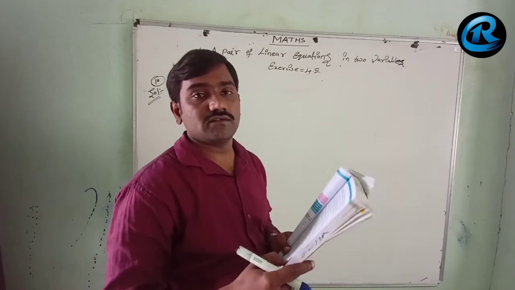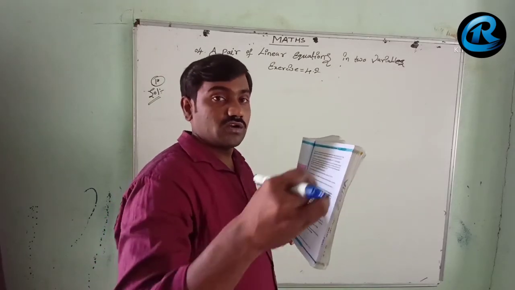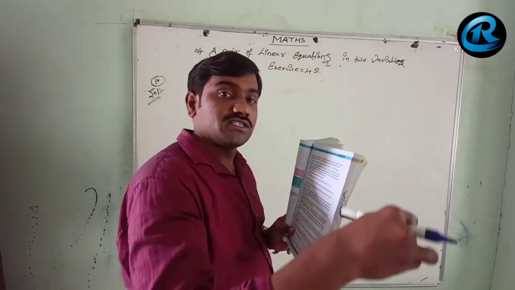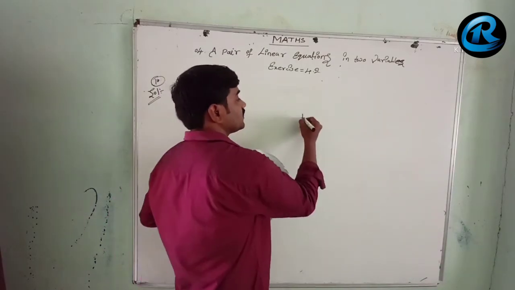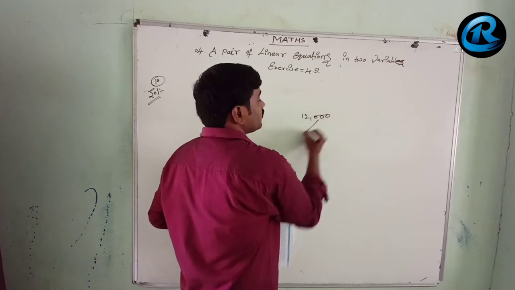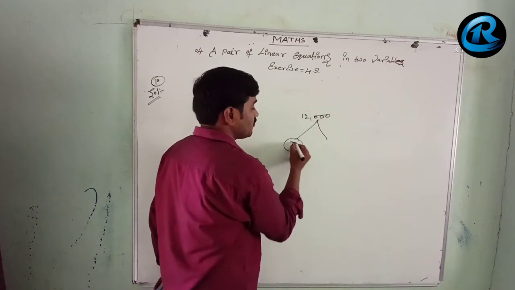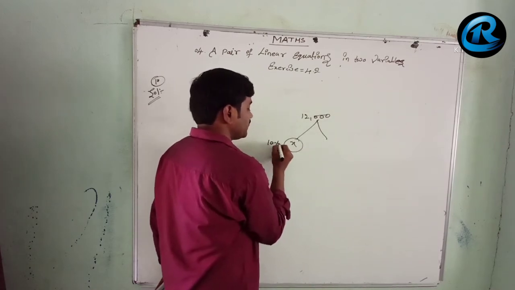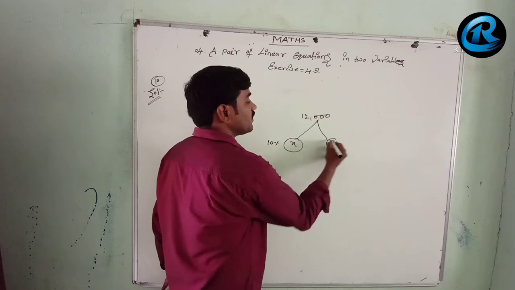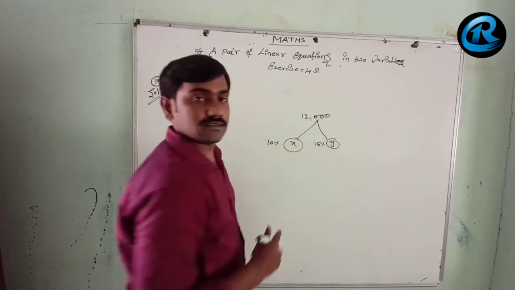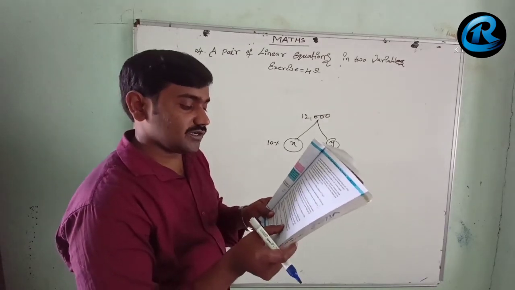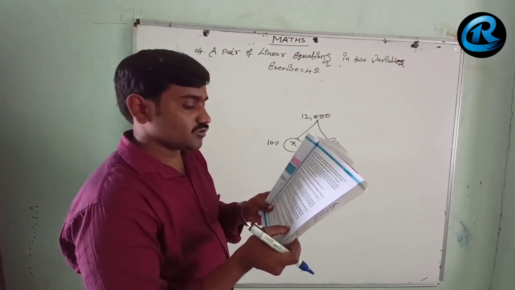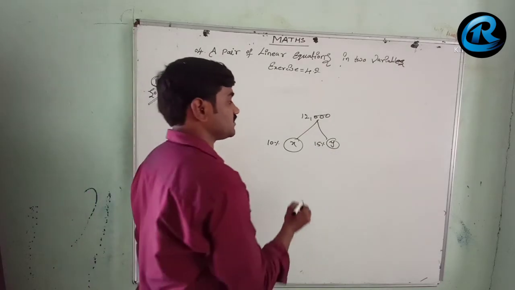You want to invest it in two schemes offering 10% and 15% interest. That means out of this 12,000 rupees, you want to invest some amount, x, at 10% and some amount, y, at 15%. So how much amount should be invested in each scheme so that you will get 12% interest?